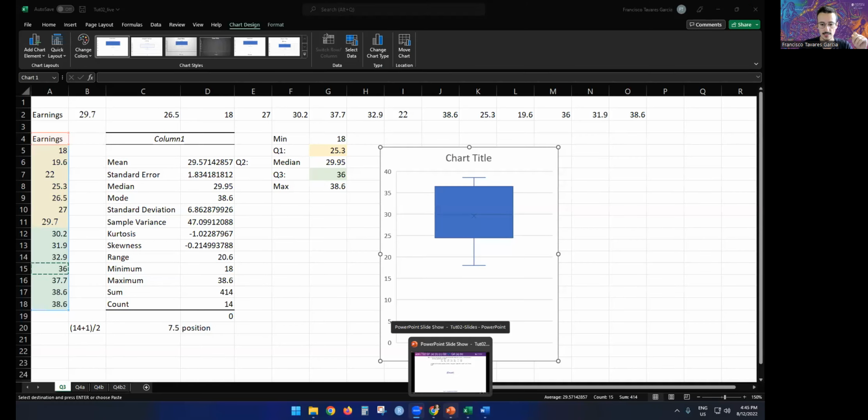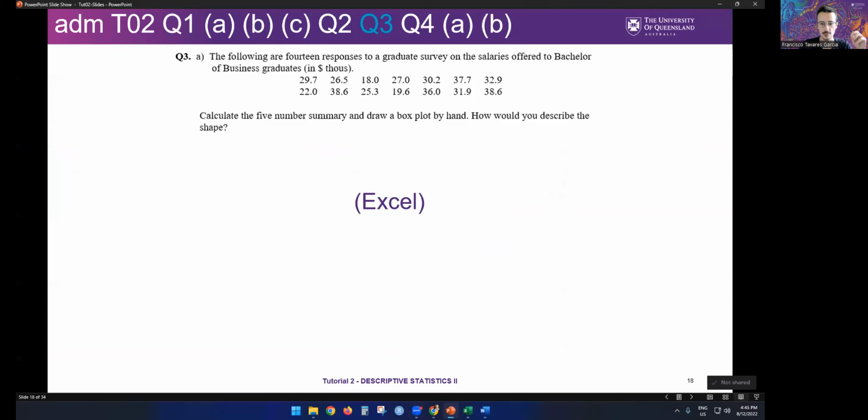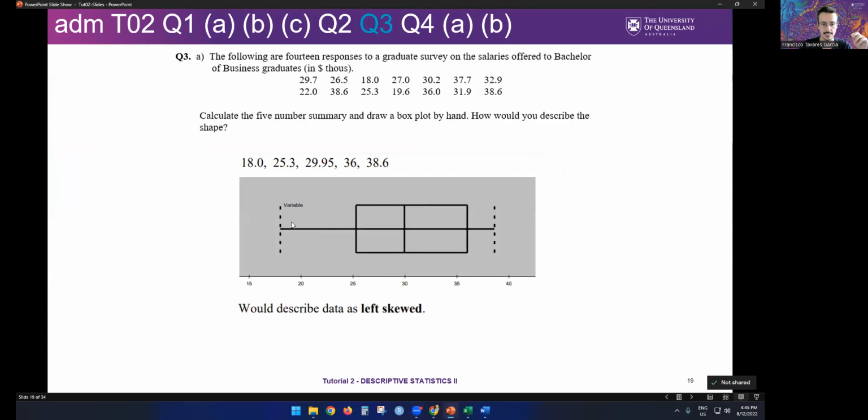Let's share screen again. If you draw by hand using the correct proportions, this is what you get. I didn't discuss the last one, sorry for that. So you will notice that it's much longer to the left here, right? This left whisker.